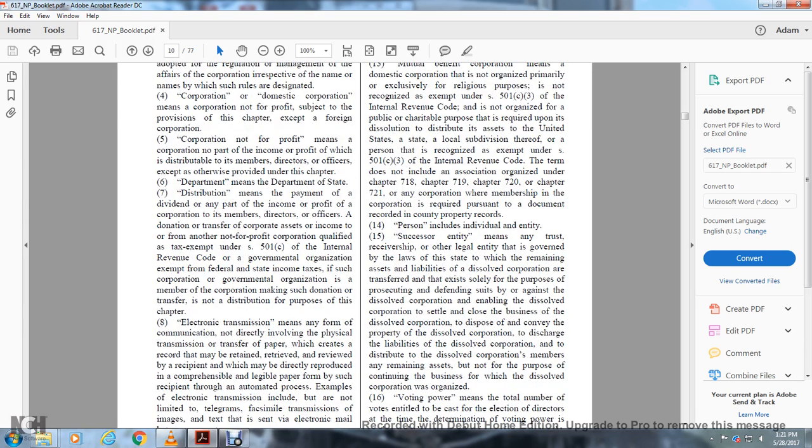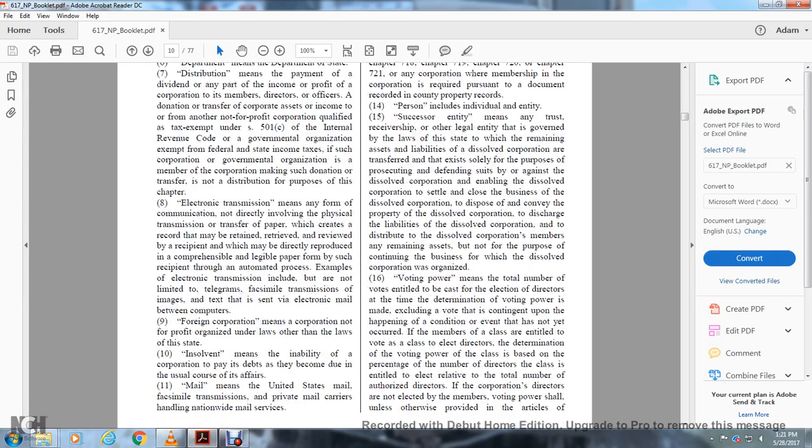Person includes an individual or any successor entity, and means any trust, receivership, or other legal entity that is governed by the laws of the state, with the remaining assets allowed to discover the corporation. The transfer of the existing corporation's assets is for the purpose of prosecuting and defending suits against the dissolved corporation, enabling the dissolved corporation to settle and close its business, to dispose of and convey the property of the dissolved corporation, to discharge its liabilities, and to distribute to the dissolved corporation's members any remaining assets, but not for the purpose of continuing the business for which the dissolved corporation was organized.